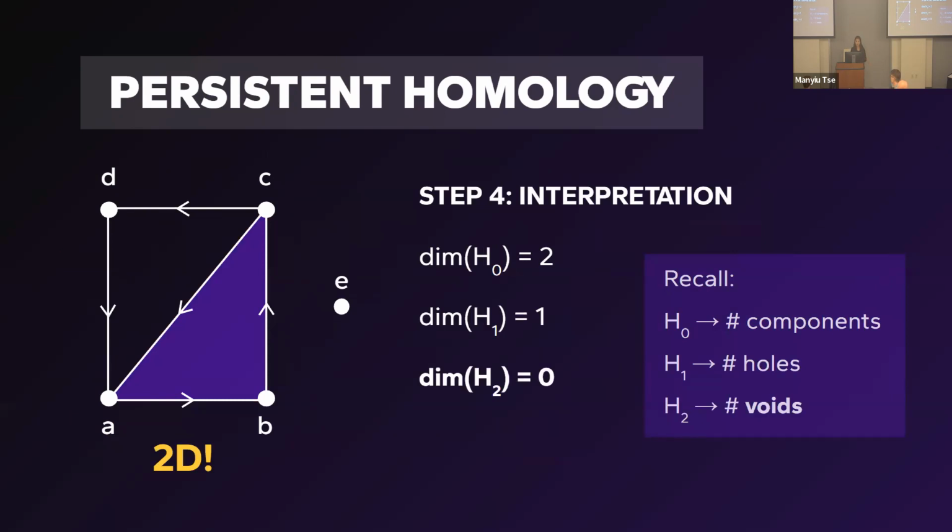Same formula for H sub 2, you'd get the number of voids, which is 2-dimensional holes. But since we are in a 2-dimensional figure, there wouldn't be any 2-dimensional hole, because the most that you can get is a 1-dimensional hole in a 2-dimensional figure. That's why the dimension of H sub 2 is 0.